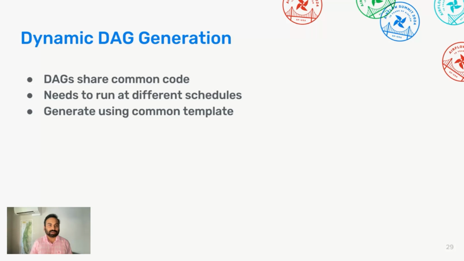We have a configuration, and then we want to generate similar DAGs which need to run at different schedules. Then dynamic DAG generation is a good idea. One of the advantages is we can have a template for the DAG and generate multiple DAGs from the template with the help of a config. That way we can easily maintain the template instead of changing multiple DAGs at once.